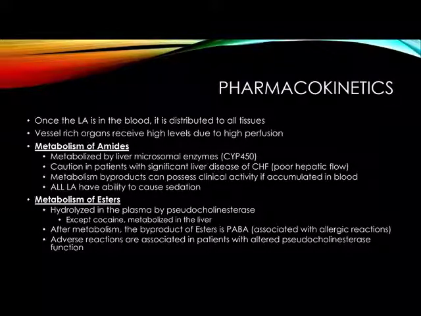Back to the metabolism of esters. After the metabolism, the byproduct of esters is PABA. We noted that already. Adverse reactions can occur with patients that have abnormal pseudocholinesterase function. These are your patients that maybe have had succinylcholine in the past and have had a prolonged neuromuscular block. Kind of look into their history, see if there's been anything strange like that in the past. These patients would obviously have a prolonged block if they were to receive ester local anesthetics.